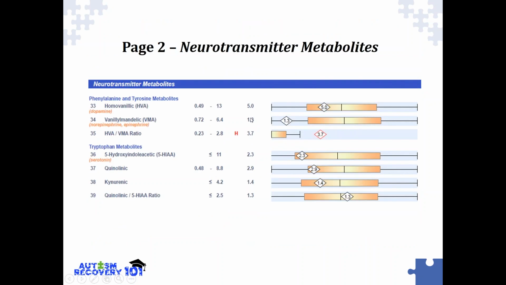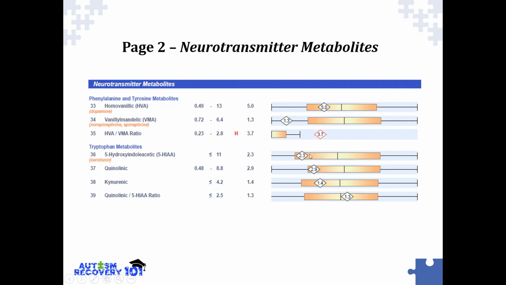The neurotransmitter section is very important on the bottom of page 2. When Clostridia markers are high, sometimes this homovanillic acid marker can be elevated, which can indicate too much dopamine production in the body. Too much dopamine can be stressful in the brain and nervous system. It can lead to irritability, agitation, hyperactivity, as well as aggression and self-injurious behavior in more extreme circumstances.